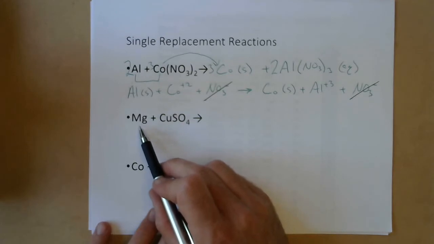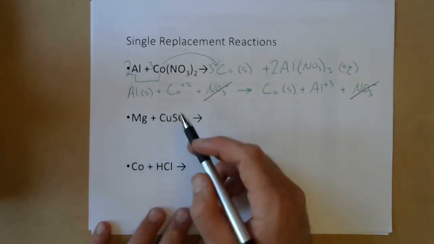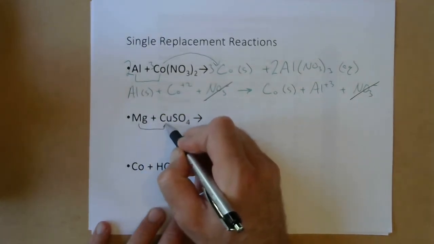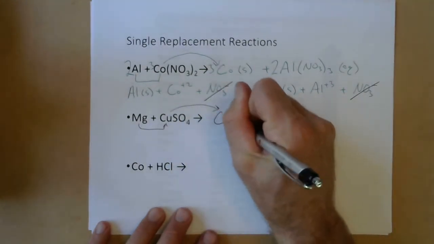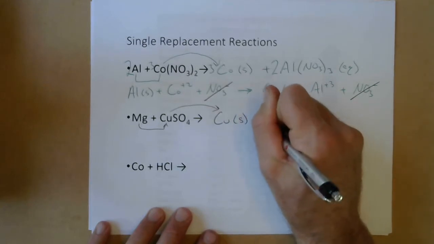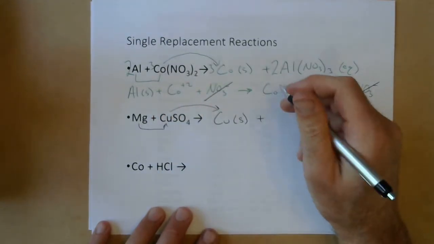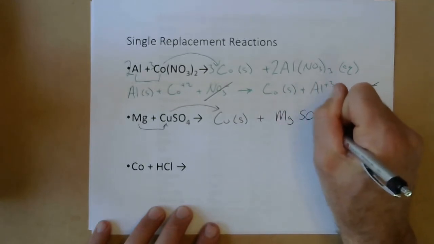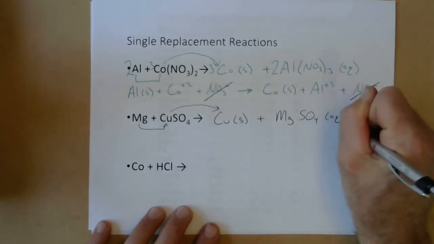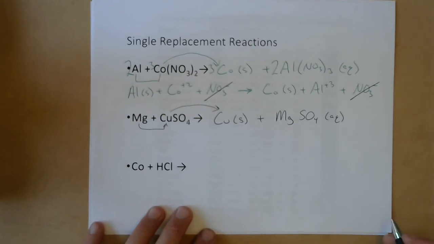We'll check out another one. So magnesium is going to come over here and replace the copper from this solution. So the copper ends up by itself as a solid, and then the magnesium will pair up with the sulfate to make magnesium sulfate, MgSO4. That'll be aqueous. That's going to be soluble in water.